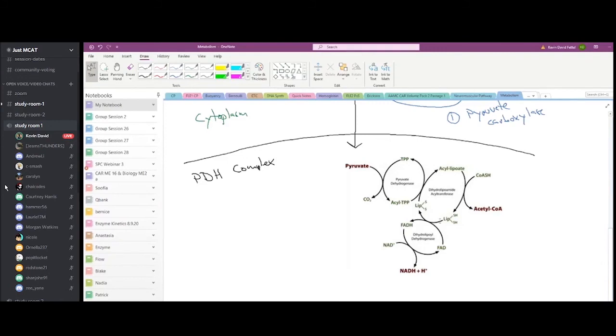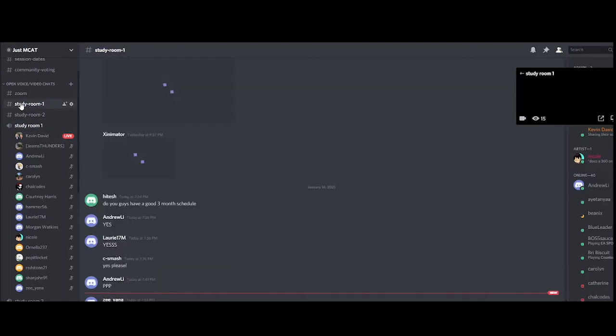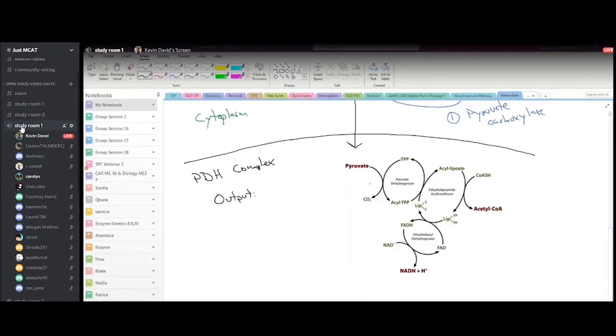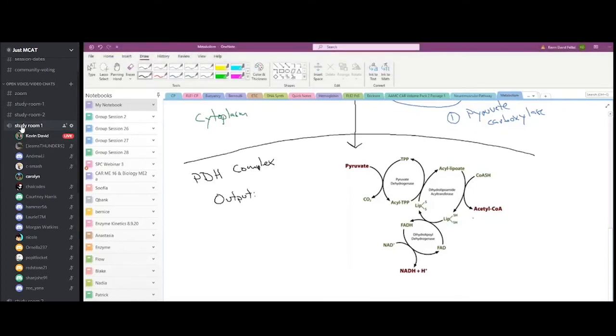So what do you know for the MCAT for the PDH step? Well, just like in glycolysis, we need to know the output. What's the output of the PDH complex? I think it's what's written in red, so acetyl CoA. Okay. What else? Maybe NADH, H+.